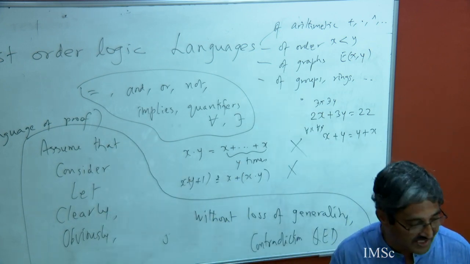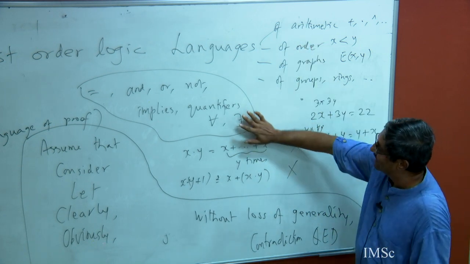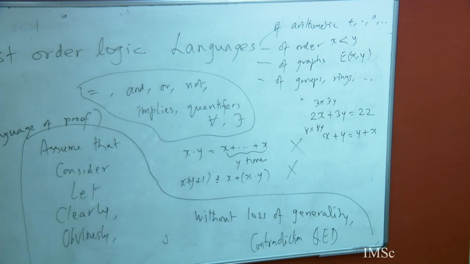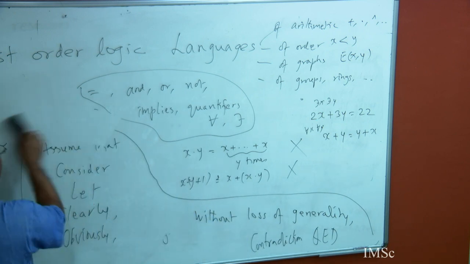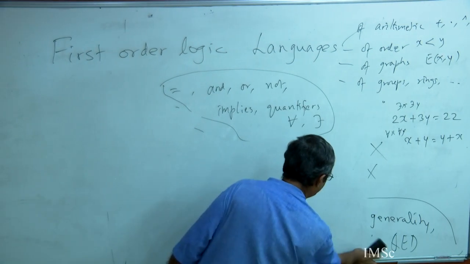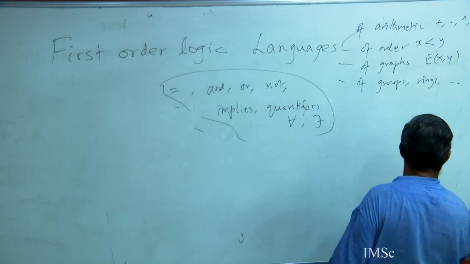So, first order logic, the language that we are looking at, is simply this language of statements. The language of proof will come later. If you have any question, please ask. Otherwise, I'll get to the formal definition now.